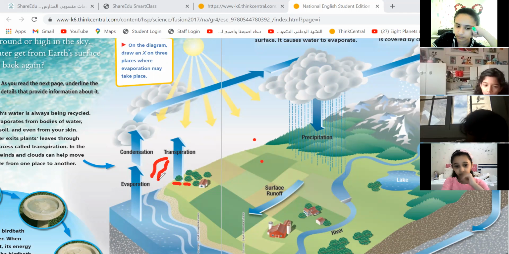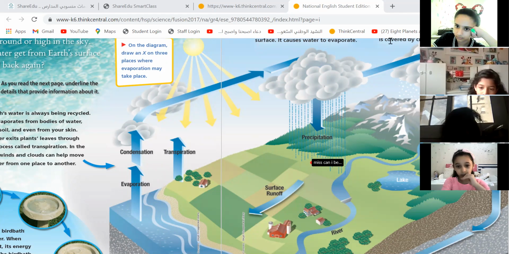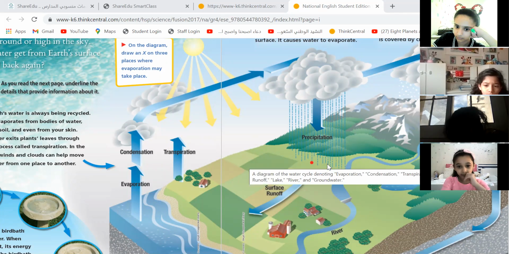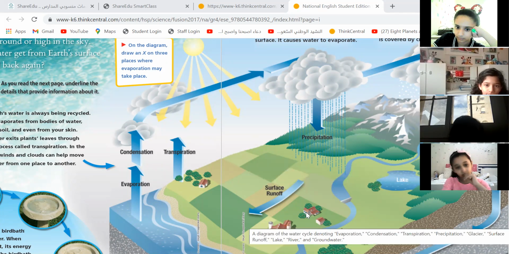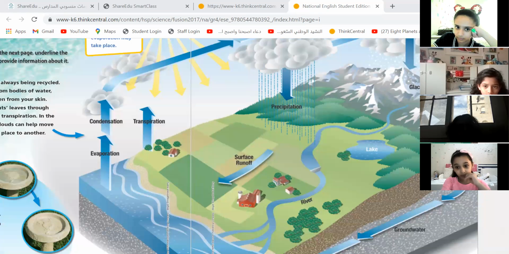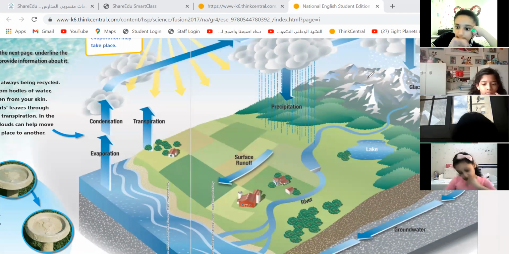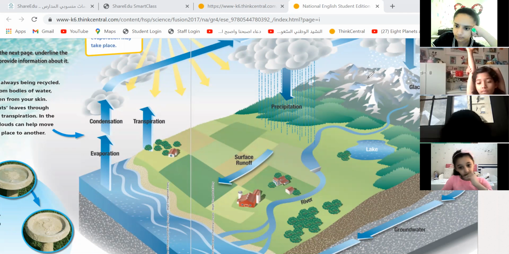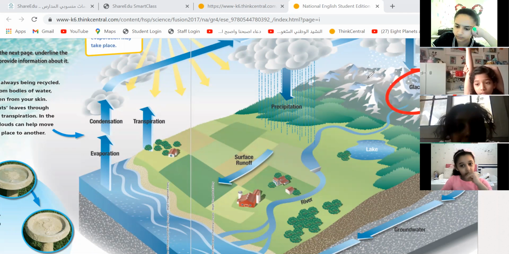Okay? Now, when water falls down as precipitation, where does the earth store the water? Take a look at the picture and tell me. If it's very cold up in the sky, and it is snowy and not rainy, what will it form?